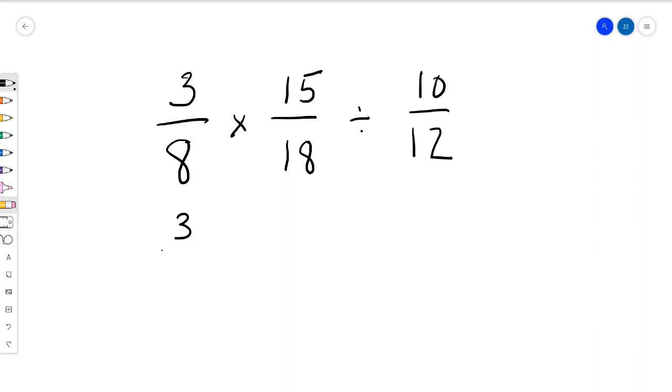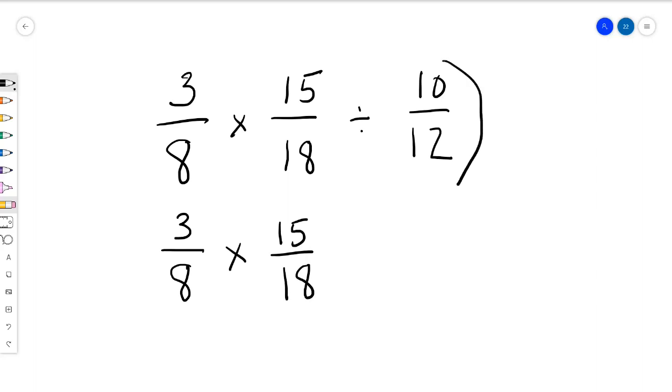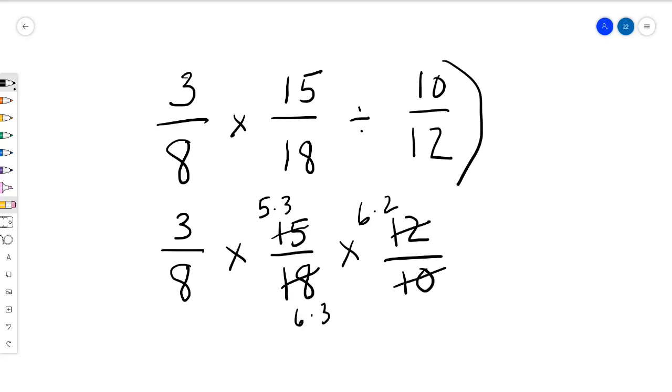But let's rewrite this. Let's take the next step here. When I divide fractions, I want to flip and multiply. So I'm going to flip my second fraction. I'm going to put a multiplication symbol in there, and I'm going to flip that fraction and make that 12 over 10. And then the next thing I'm going to do is, I don't want to multiply out all these numbers and then have to simplify. I'm going to cancel first by breaking these into some factors. All right, this is 6 times 3. This is 5 times 2.